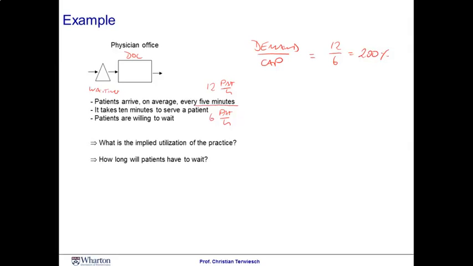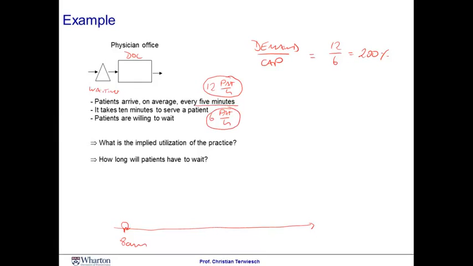To see how long patients have to wait, let's just do the following thought experiment. Let's look at a day in the life of the doctor and start early morning, say at 8 a.m. when the practice opens. The first patient who comes into the practice probably will not have to wait and gets served immediately. However, as the day unfolds, things get worse because we have 12 patients per hour coming into the practice and 6 patients per hour being served.